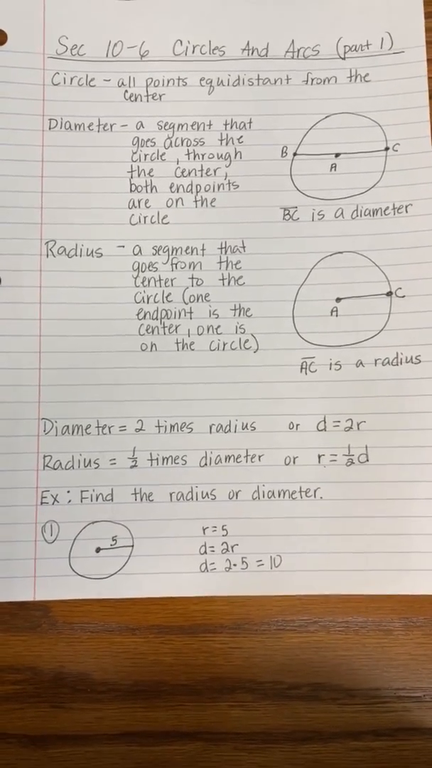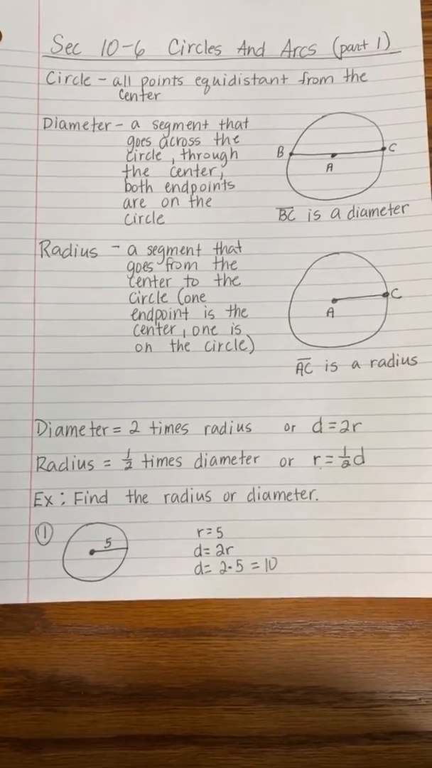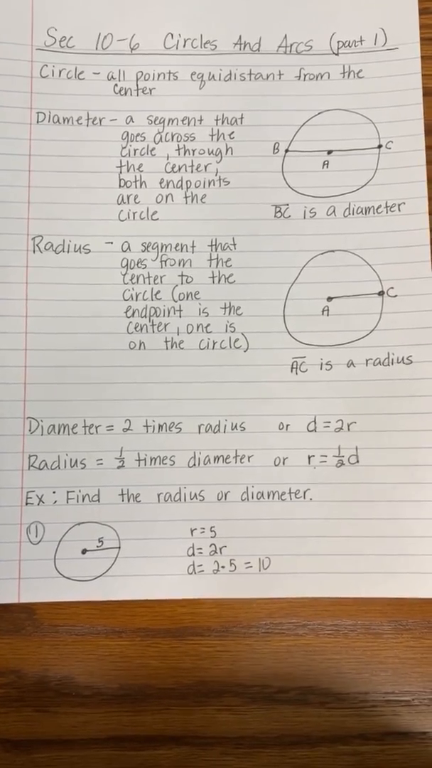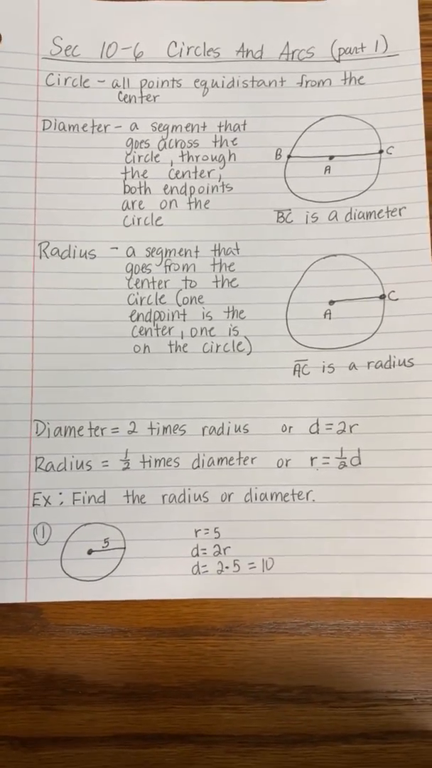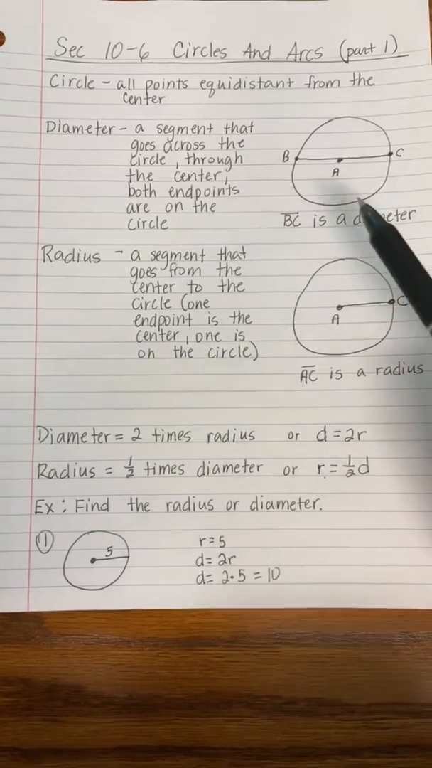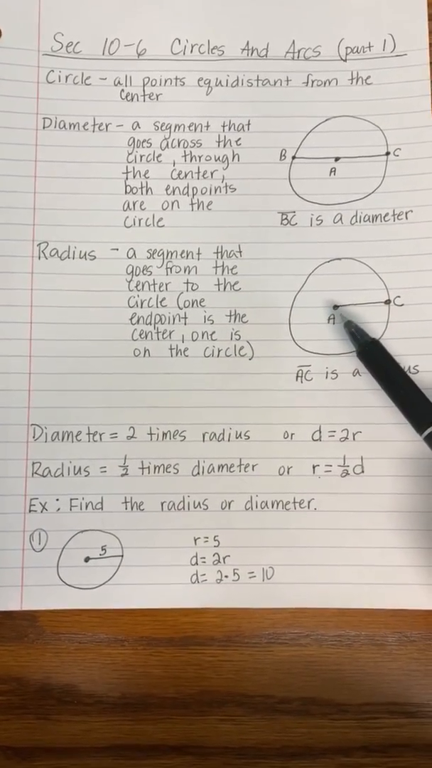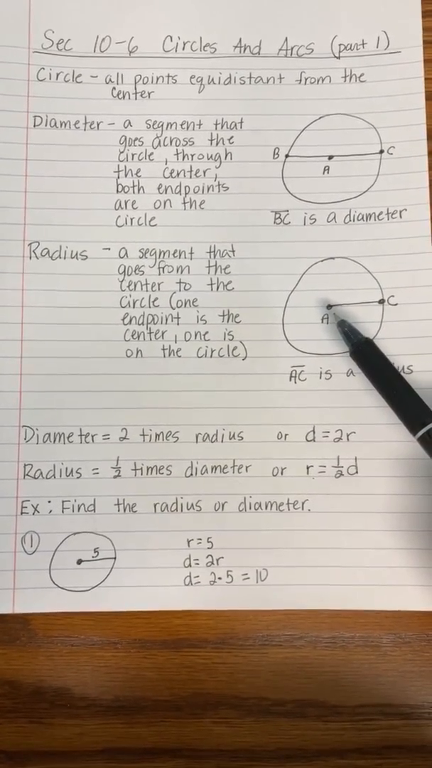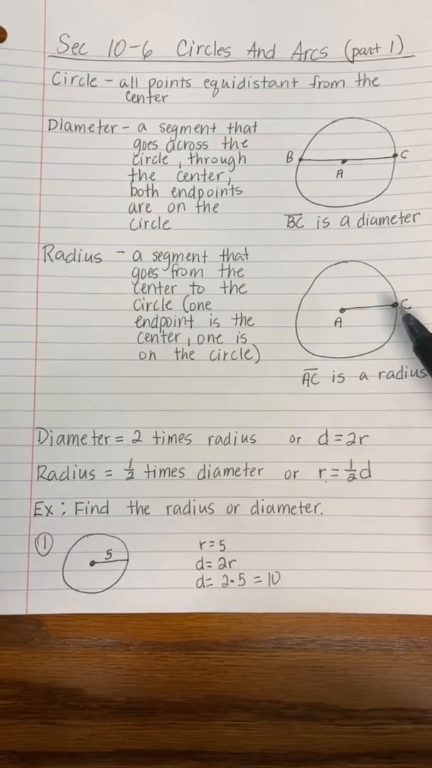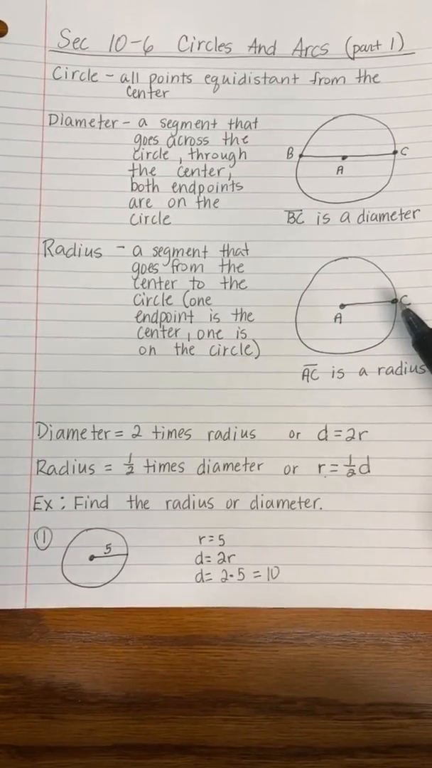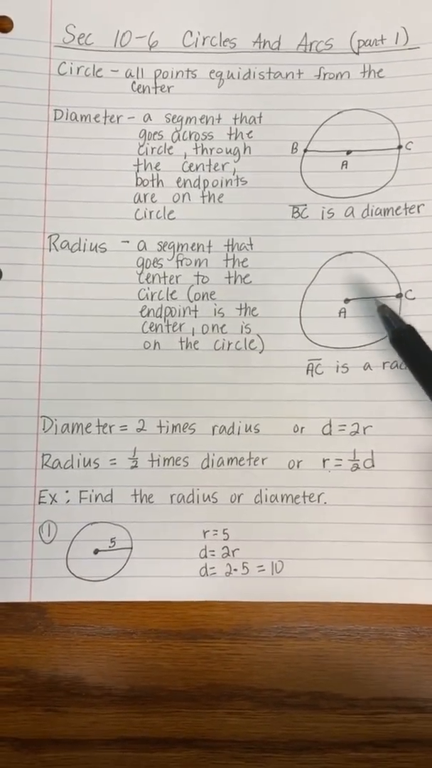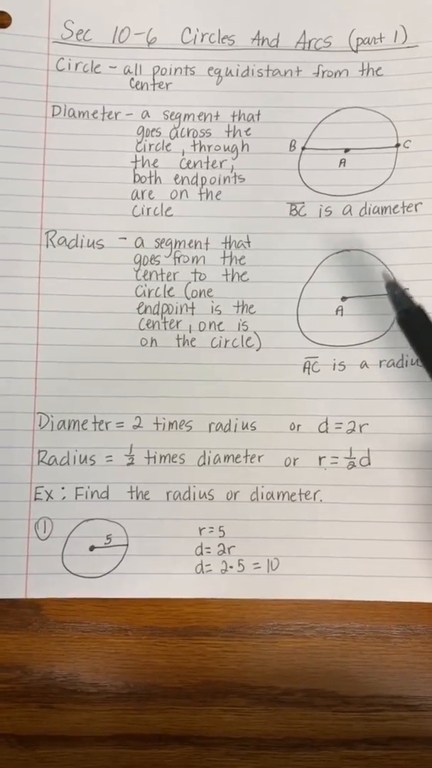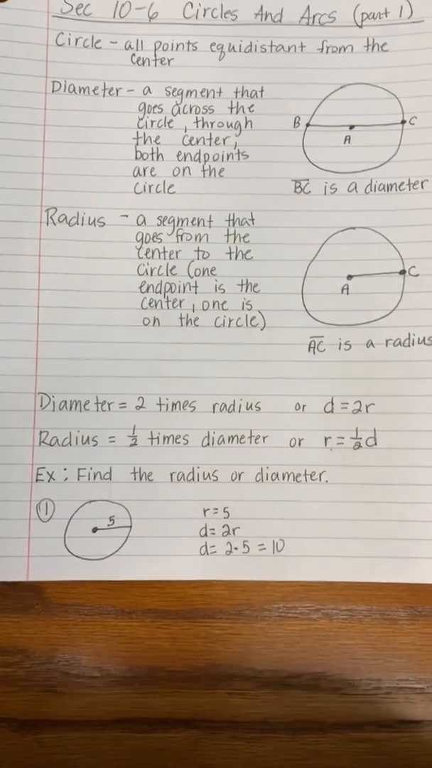All right, a radius. A radius is a segment that goes from the center to the circle. So one of the endpoints is the center. A is the endpoint of this radius, and it's also the center. Then it goes to C, which is on the circle. Now, if you look, a radius is half of the diameter. So that's how we're going to do these next couple problems.